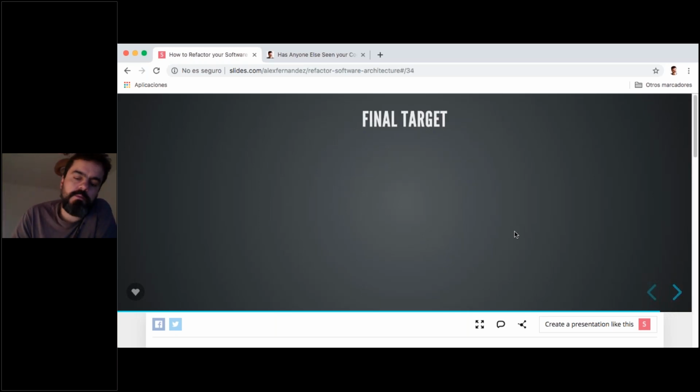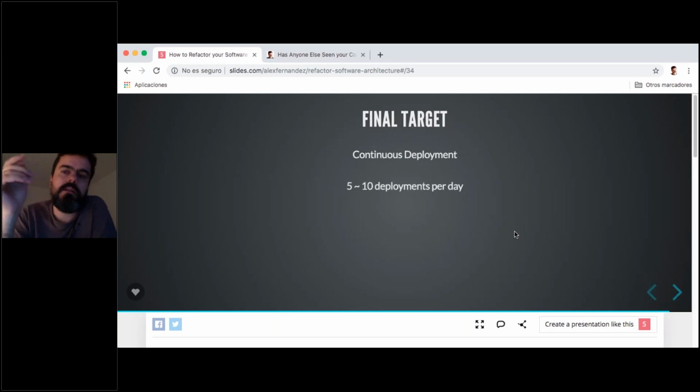Our final target would be to arrive to a state where we can do continuous deployment and have, I don't know, 5-10 deployments per day. That's what we had at a previous job. We did around 5 deployments per day, and everything was working awesome. And also complete the front-end tests so that we can run the whole suite with every commit.